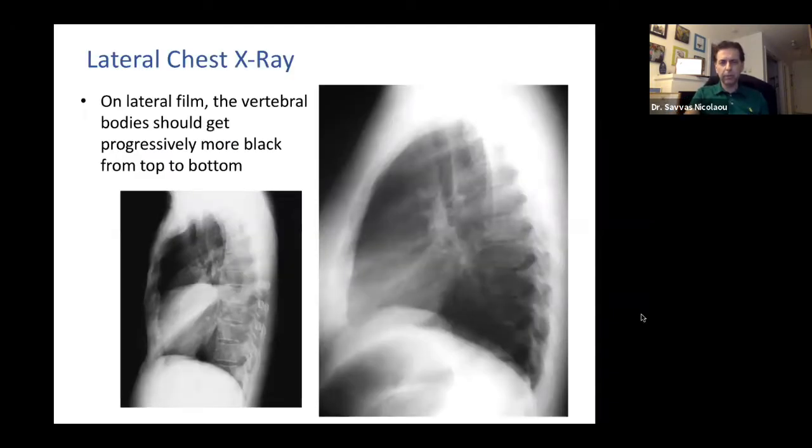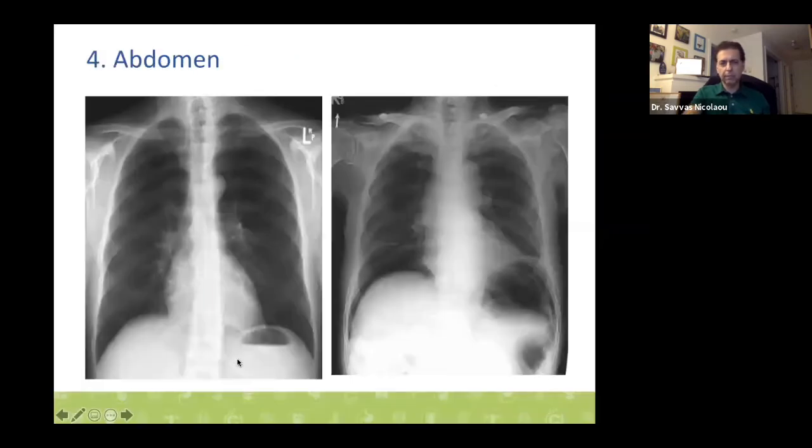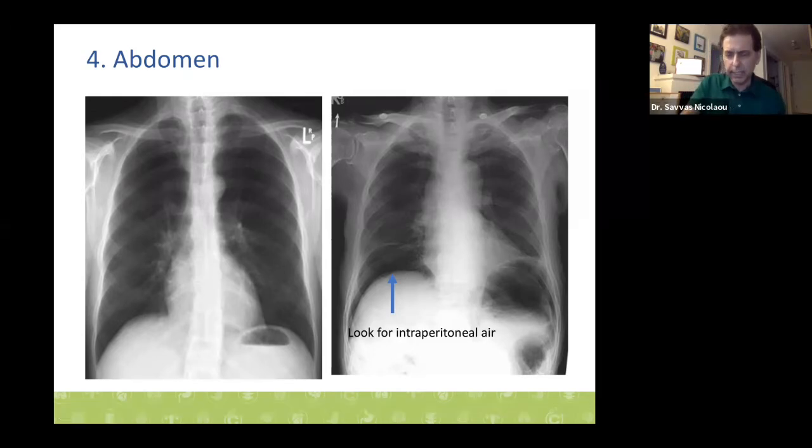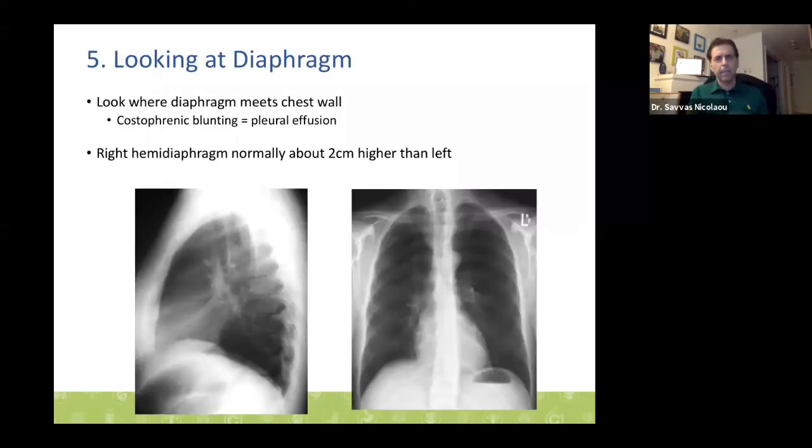On the lateral film, the vertebral bodies should get progressively more dark as we move towards the inferior aspect of the film. If they get more dense, in this particular example, that signifies pathology. Looking at the abdomen, we always talked about looking below the hemidiaphragms. That's the gastric air bubble. We know it's an upright radiograph, but in this particular example, we can see intraperitoneal air, which is a very significant abnormality indicating a ruptured viscus.